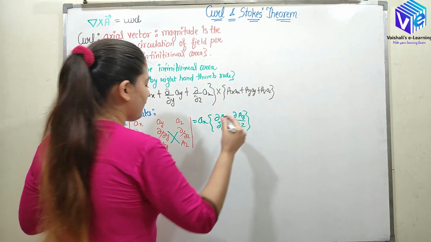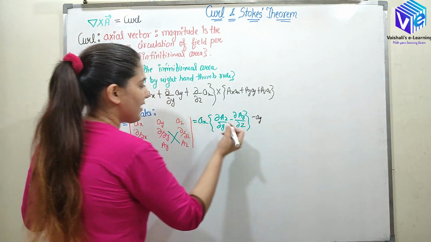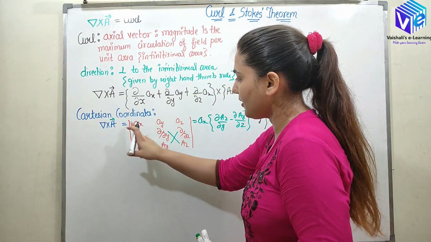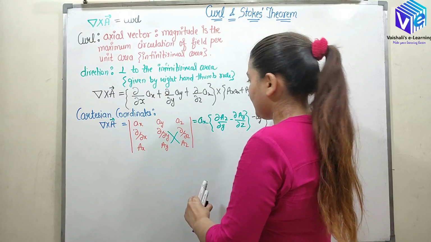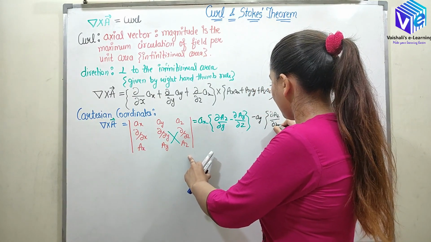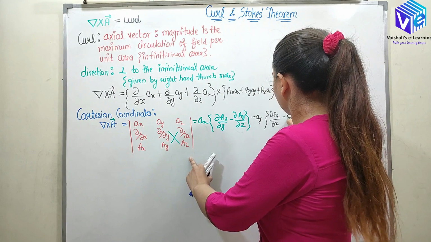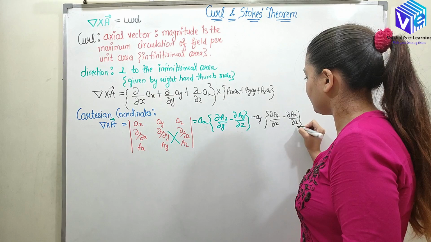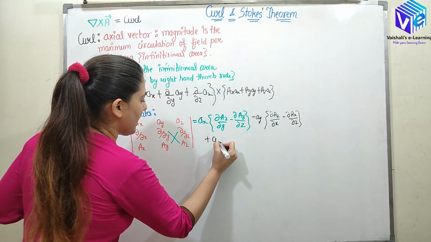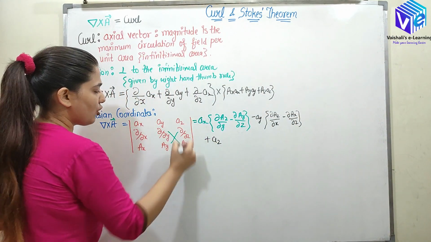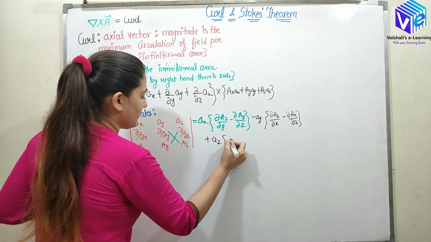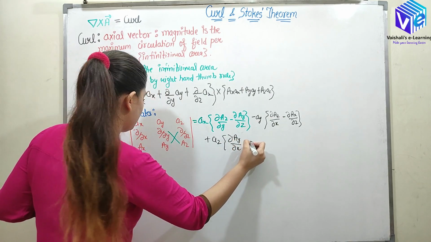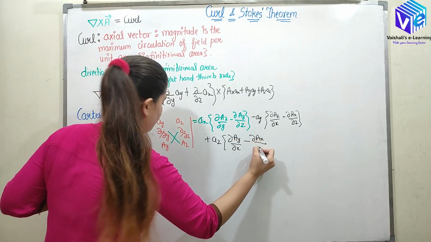Now I find it for ay. Before ay I will have a negative sign. Here I remove this column and this row and I get del Az upon del x minus del Ax upon del z. Then plus az: I remove this column and this row and I get del Ay by del x minus del Ax by del y.